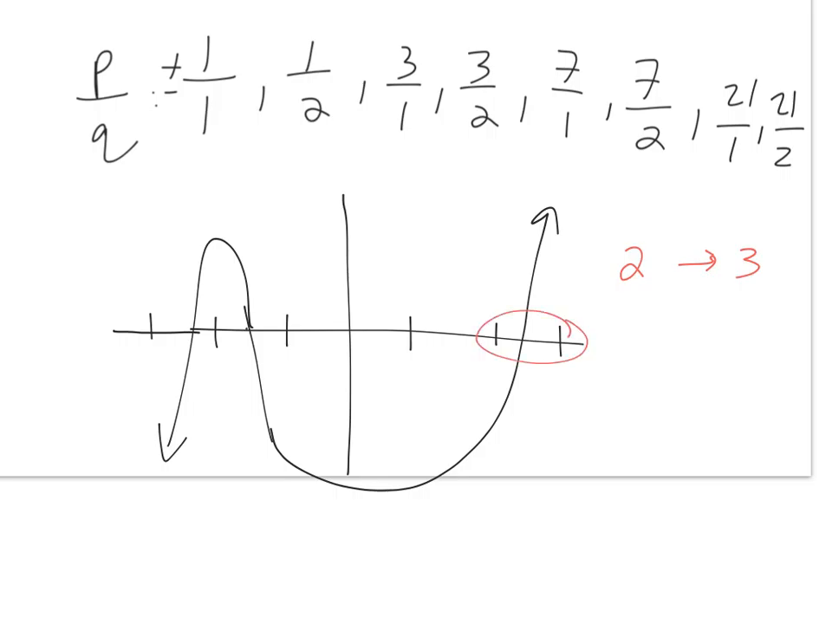Which of these numbers is between 2 and 3 out of our list? Which of the numbers from our list is between 2 and 3? Alex? 7 over 2? 7 over 2 is 3.5. That's between 3 and 4.